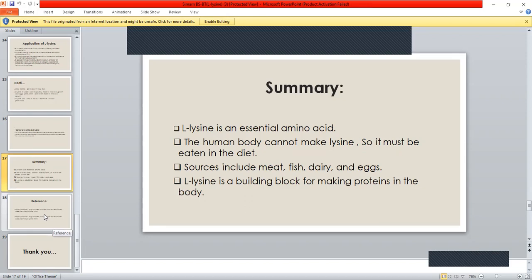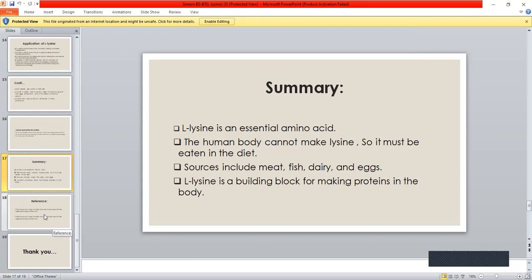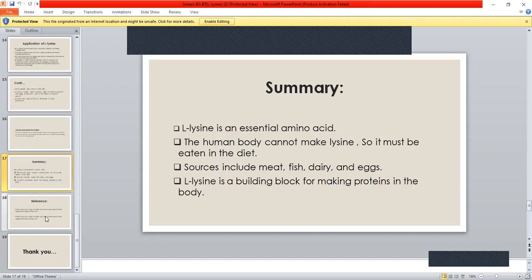This means that proteins are the building blocks of our life. So lysine is, in that way, a building block of our life to make proteins. Amino acids are the form of protein, so that is why L-lysine is the building block for making protein, because L-lysine is an amino acid.